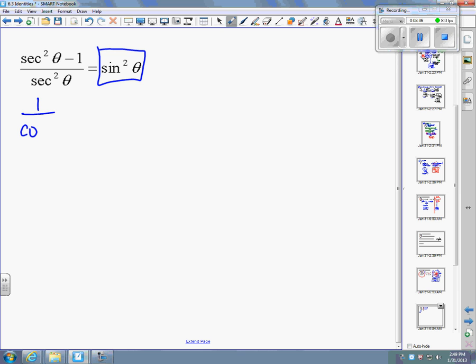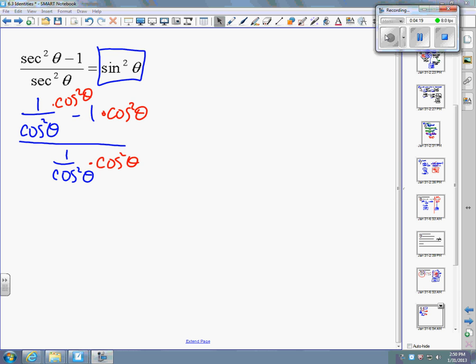I'm going to say secant squared is the same thing as 1 over cosine squared, minus 1, and then this is 1 over cosine squared. So fractions within fractions, make sure you write them upwards like that. Now I'm going to clear out the fractions by simply multiplying everything by cosine squared. So I'm going to multiply this one by cosine squared, I'm going to multiply this one by cosine squared, and this one.